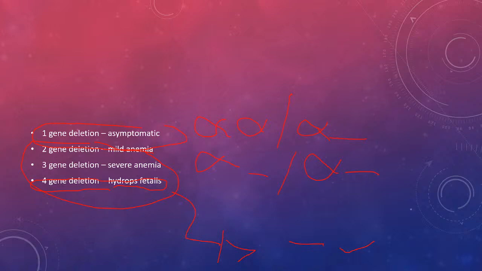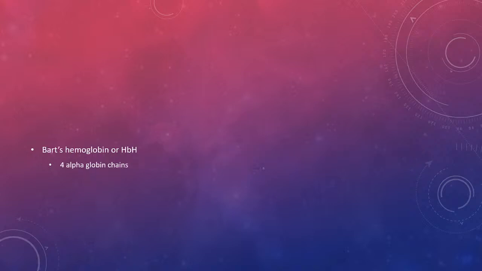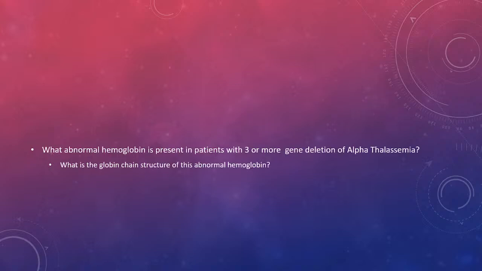Therefore, the patient's hemoglobin has no hemoglobin A. Therefore, the patient has only a different variant of hemoglobin. All right. So, abnormal hemoglobin is present in patients with three or more gene deletions of alpha thalassemia. This is what we call Bart's hemoglobin or HbH, because there's a deletion of alpha chains.